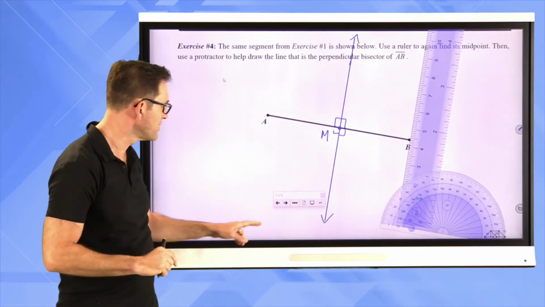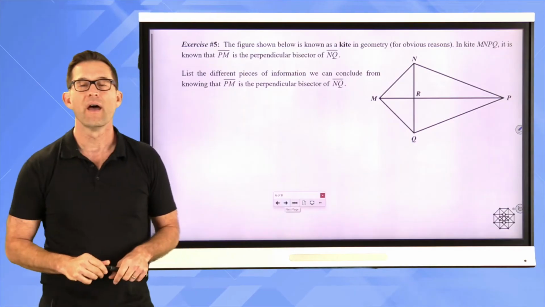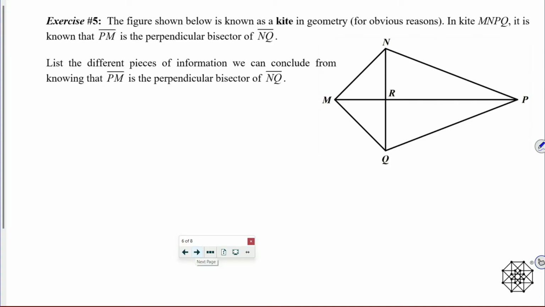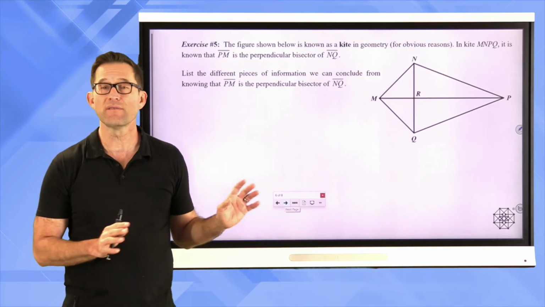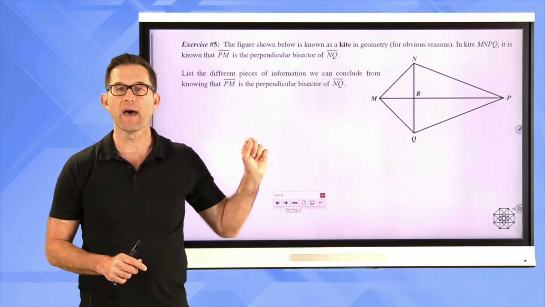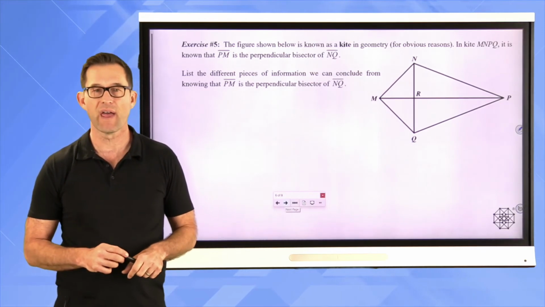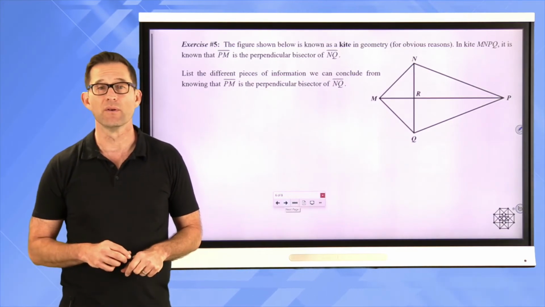Okay, let's keep going. Let's work a little bit more with perpendicular bisectors. Exercise number 5. The figure shown below is known as a kite in geometry for obvious reasons. In kite MNPQ, it is known that PM is the perpendicular bisector of NQ. List the different pieces of information we can conclude from knowing that PM is the perpendicular bisector of NQ. All right, so write down everything you can tell me just from knowing that. Pause the video now and see what you can do.